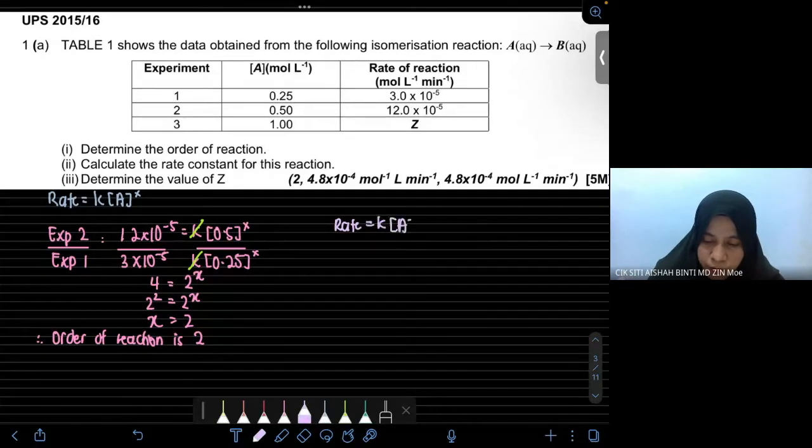K[A] to the power of 2. So we just substitute. Either one is fine, it's either experiment 1 or experiment 2. So I'm just going to use experiment 1. So experiment 1, rate 3 exponent negative 5 equals K, concentration of A is 0.25 to the power of 2, hence I will get my K to be 4.8 exponent negative 4.